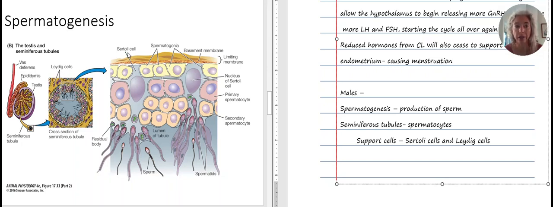The Leydig cells, the Sertoli cells, and all of these are going to help support spermatogenesis. These cells in and around the seminiferous tubules are going to provide hormones and nutrition for sperm development. Spermatocytes in the seminiferous tubules mature into sperm with the support of the Sertoli and the Leydig cells. As in females, gonadotropins released from the pituitary gland target the Sertoli and Leydig cells to stimulate growth and testosterone production.